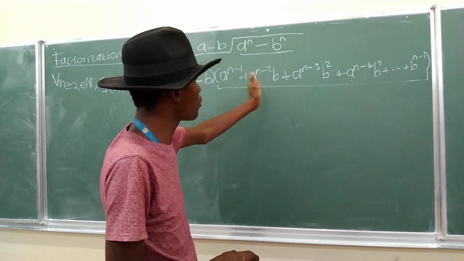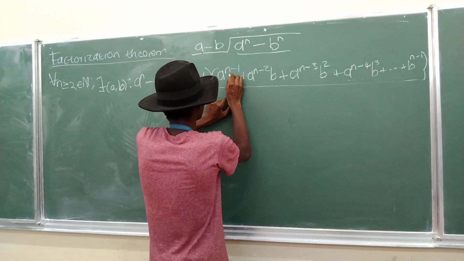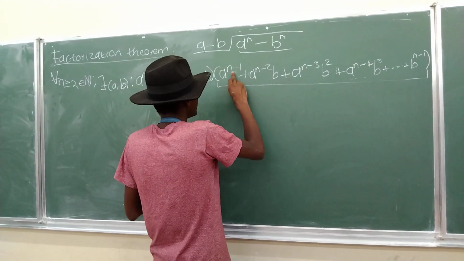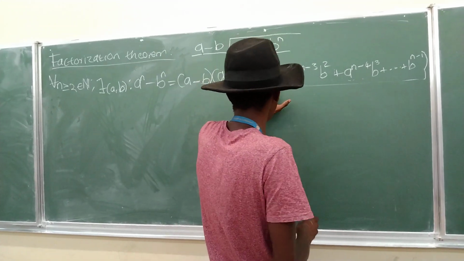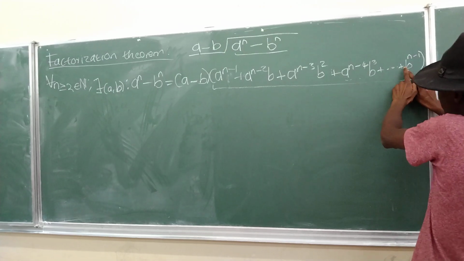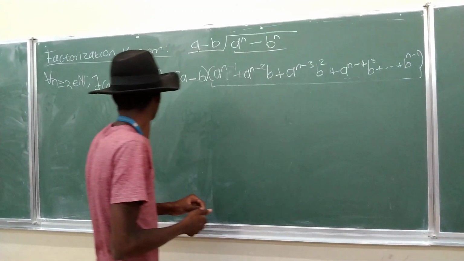As you can see in the equation, it's a to the n minus 1, where b to the 0. You know b to the 0 is 1, that's why we didn't write it. Then a to the n minus 2, b to the 1, a to the n minus 3, b squared, until here we are using a to the 0, that's why you don't have a. So it's b to the n minus 1.